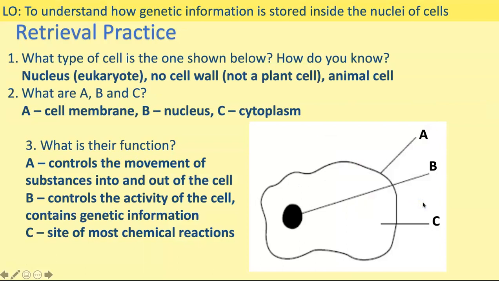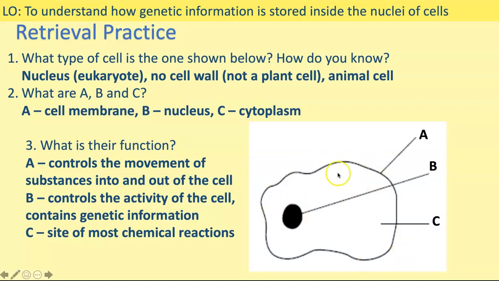So question 1 is asking us to identify this cell here. So we need to look at the features that this cell has and decide which type of cell this one is. So I can see straight away this cell has a nucleus, so we know this cell must be a eukaryote. This means it's not going to be a bacterial cell because a bacterial cell does not have a nucleus, it has single loop DNA. Instead, it is a prokaryote.